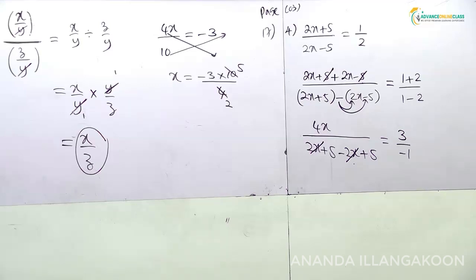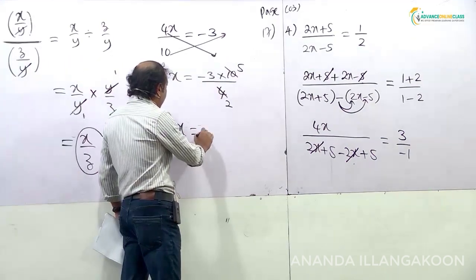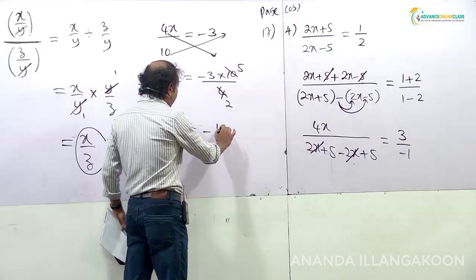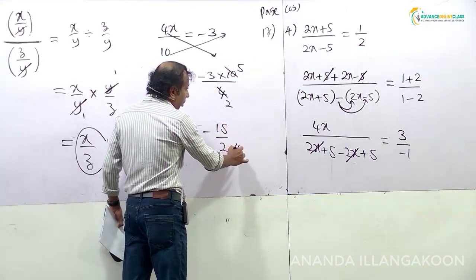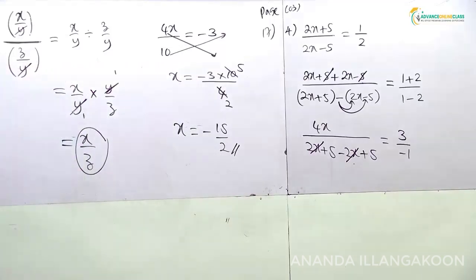Yes? Yes, any question there? Yes? What do you get for x? Minus 15 divided by 2. Right, no? Yes, minus 15 by 2. Now, we can come to questions in number 15 in the tutorial, same page number 3. We'll do now questions from that.